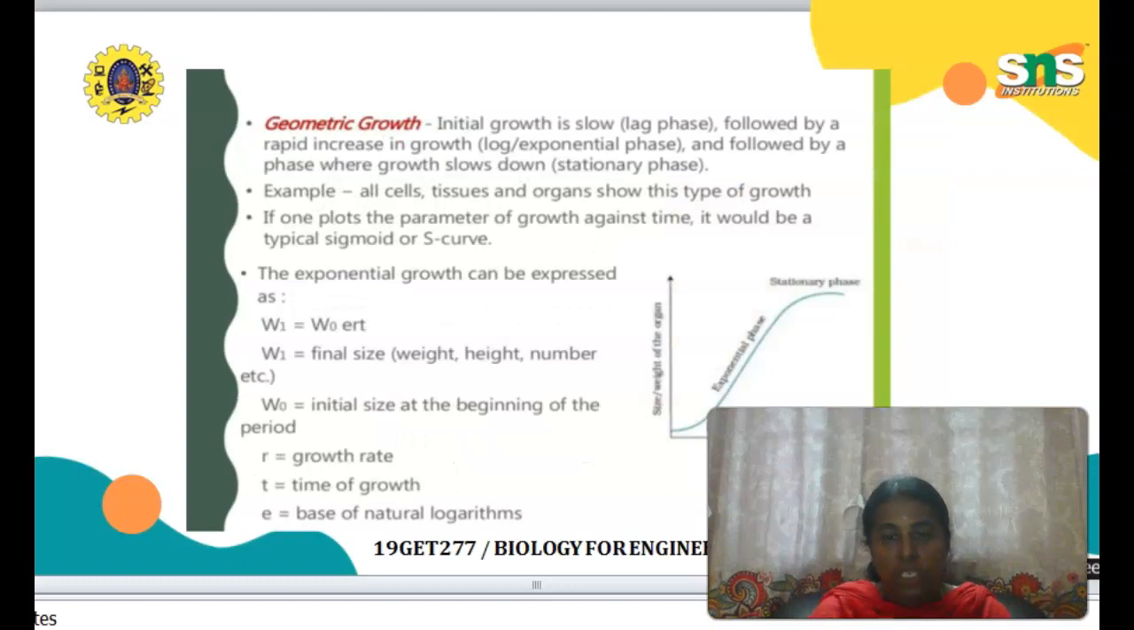Geometric growth. Initial growth is very slow, followed by a rapid increase in growth and followed by a phase where growth slows down. For example, all cells, tissues or organs show this type of growth. If one plots the parameter of the growth against time, it will be the typical S-curve. The exponential growth can be expressed as W1 = W0 e^rt.